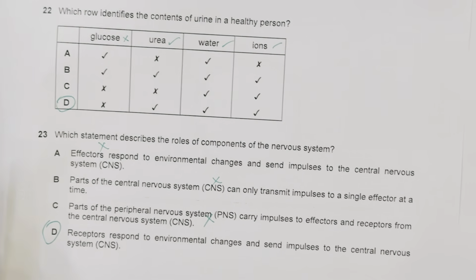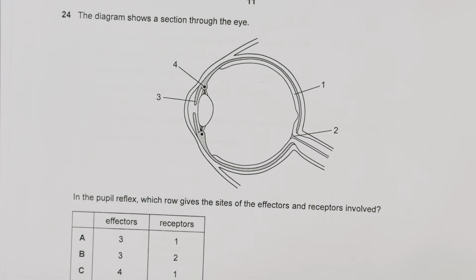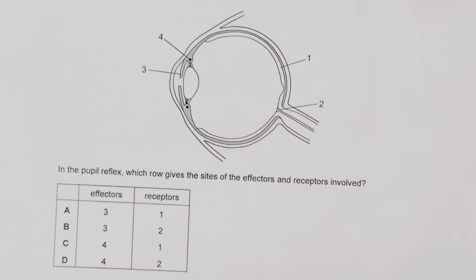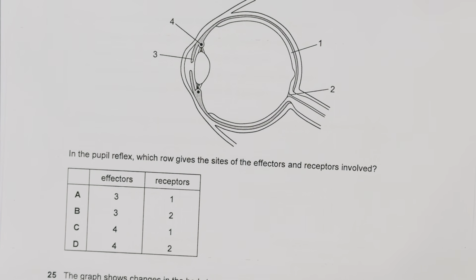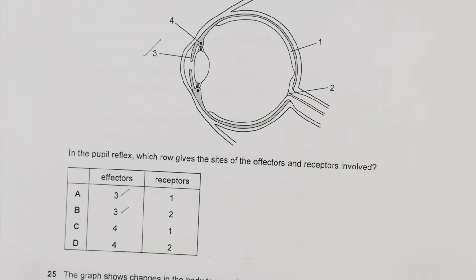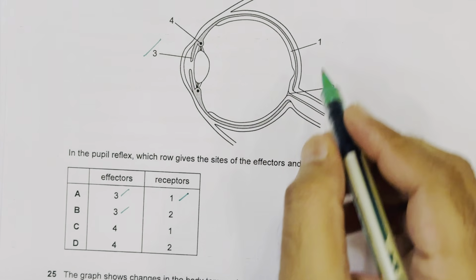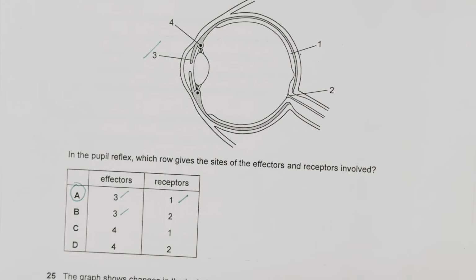Moving to question number 24. The diagram shows a section through the eye. 1, 2, 3, 4. In pupil reflex, which row gives the sites of the effectors and receptors involved? Okay, we know that effectors are 3. And receptors it is a choice between 1 and 2, and we know that the 1 is the receptor. So option number A is carrying those options.